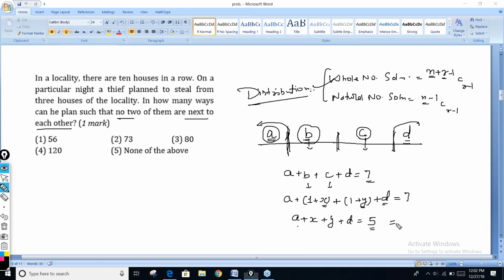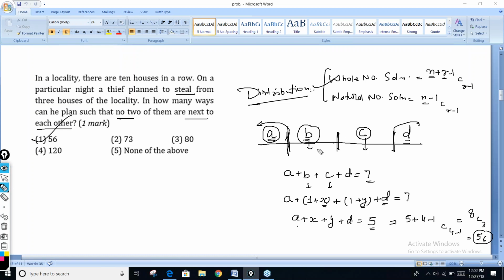Whole number solution says n plus r minus 1 C r minus 1. So that is 8C3, and 8C3 is 56. So in how many ways can he steal from these houses? Answer is 56.